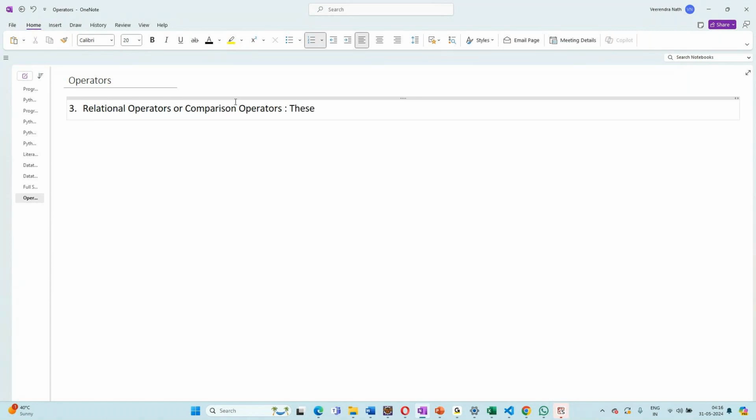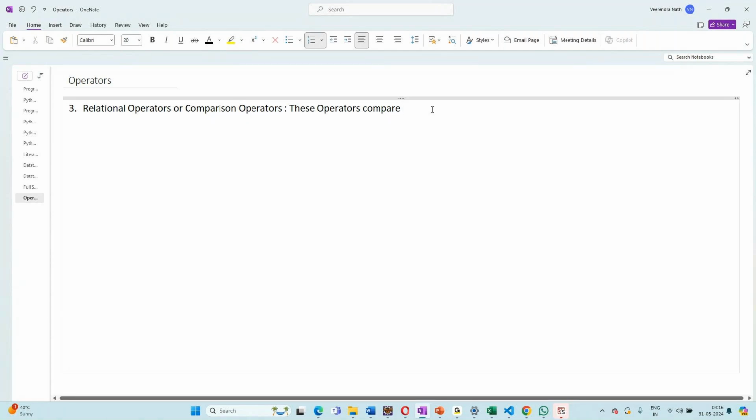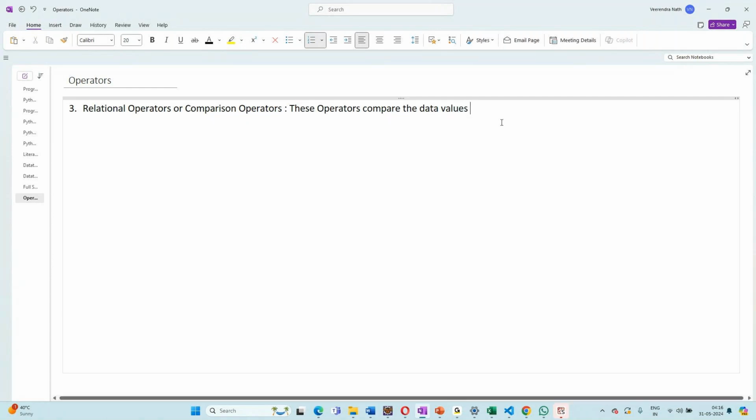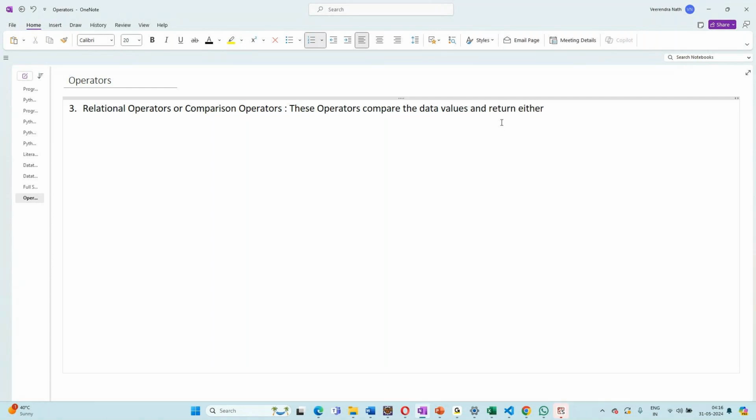These operators will compare the data values and return either true or false. So they are basically going to compare the data values and return true or false.